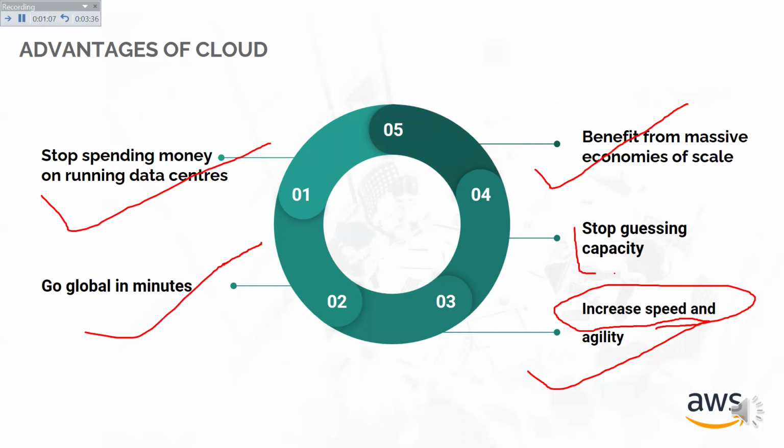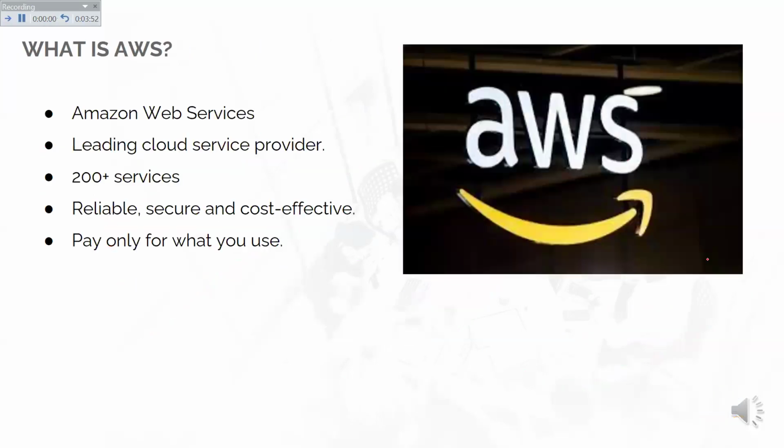Stop guessing capacity. You don't have to plan for the future. Whenever there is a requirement, based on the traffic, you can create your infrastructure and you will be able to serve the traffic. So you don't have to guess the coming traffic, correct?